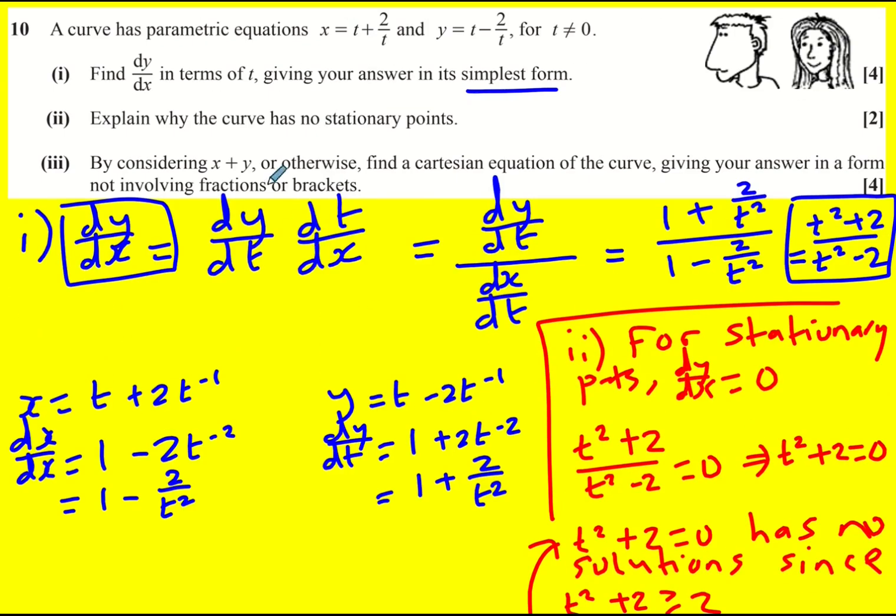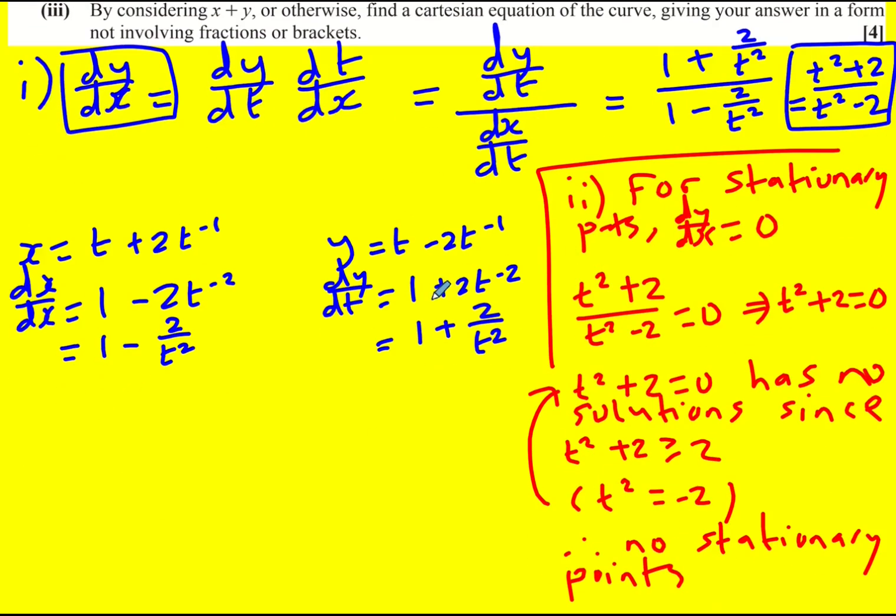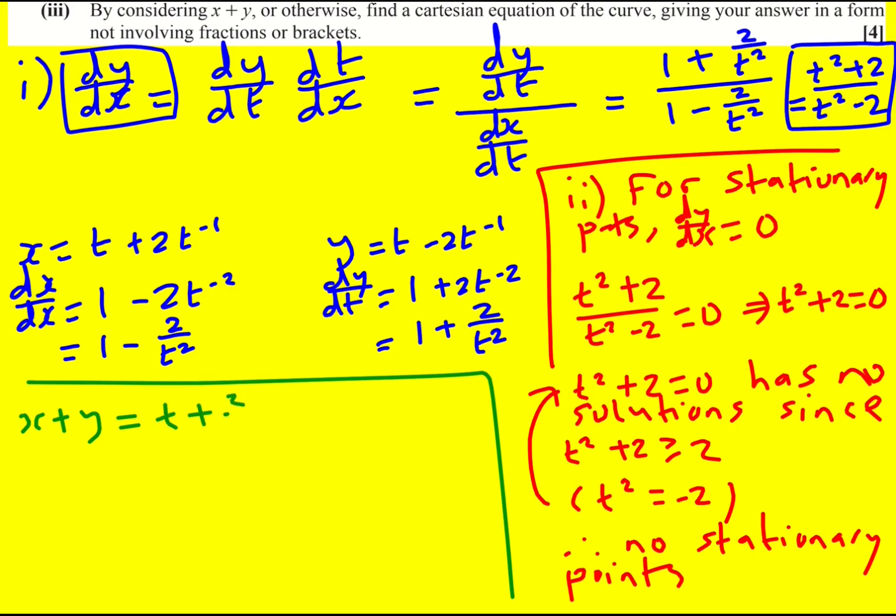In part 3, we're asked to consider x plus y, or otherwise, to find a Cartesian equation for the curve. Essentially, that means eliminating t and getting y in terms of x. And we have to avoid fractions or brackets. So it makes sense to heed the advice given, and let's find out what x plus y is. It's going to be t plus 2 over t plus t minus 2 over t. So these are going to cancel. x plus y is equal to 2t.